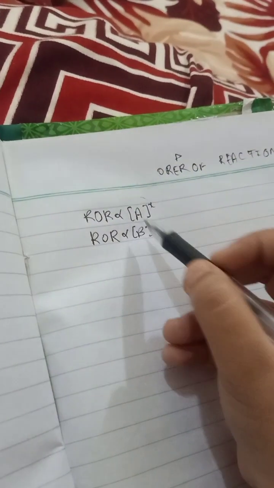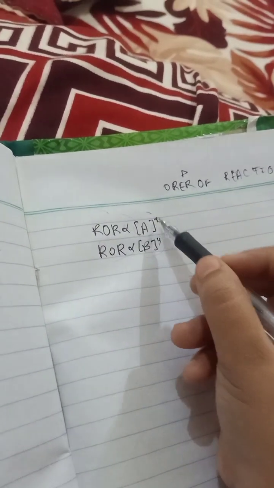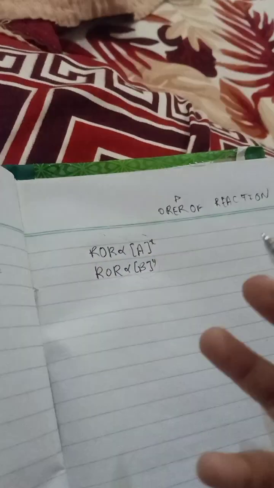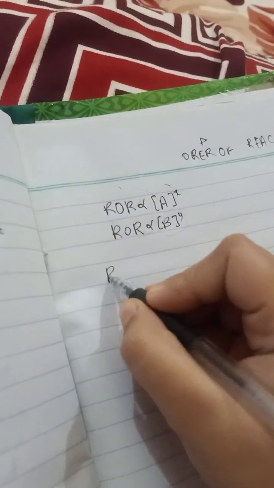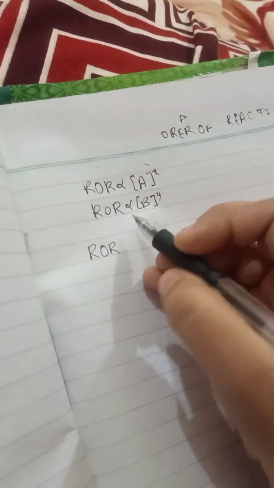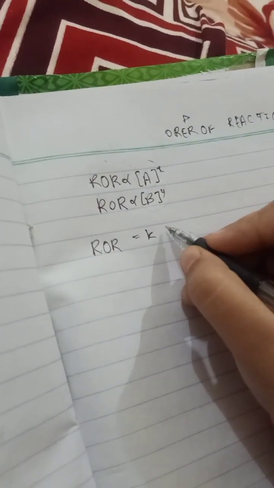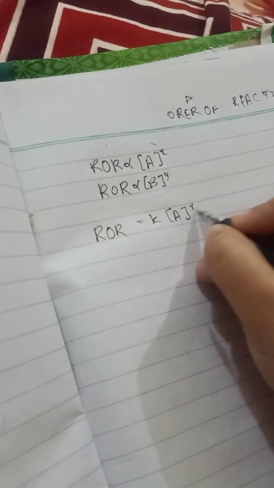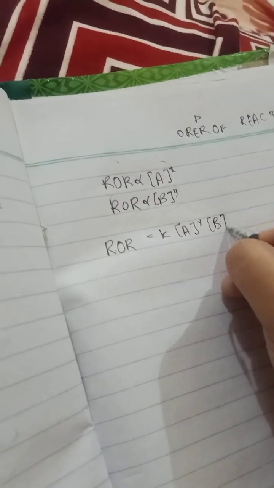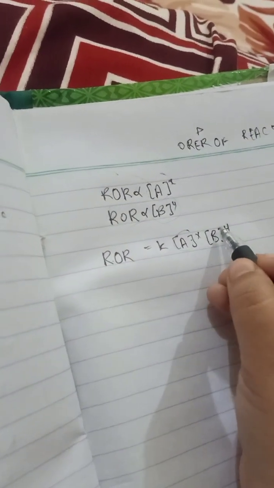So here we have taken the reactant, and here we have the rate of reaction, and that is directly proportional. So the final equation, if we make a rate law expression, will be: the rate of reaction is equal to K, the rate law constant, times concentration raised to X and concentration raised to Y. This is concentration, this is also concentration.